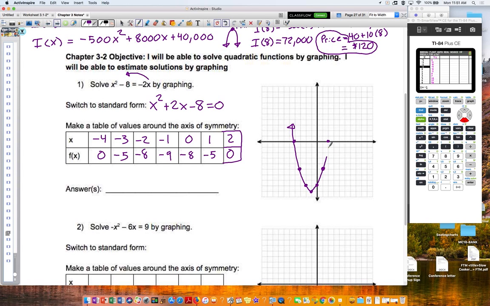So again, what are we looking for? Where it crosses the x-axis. So where f of x is 0, so my solutions are x equals negative 4 or x equals 2.